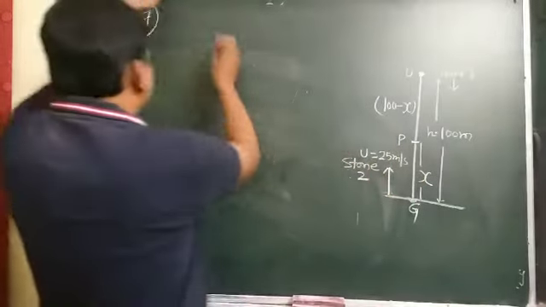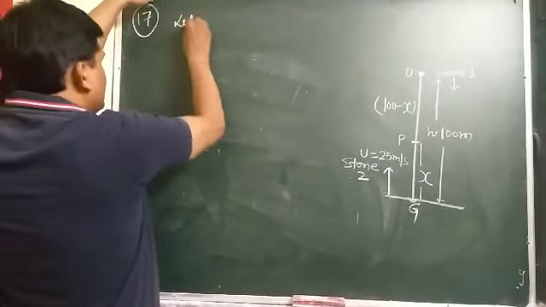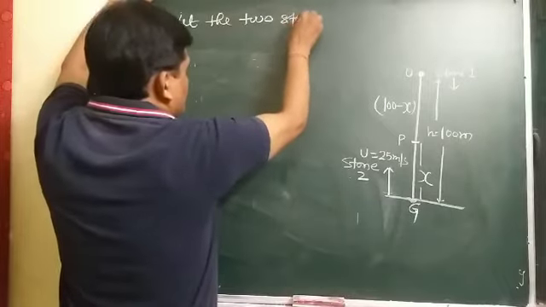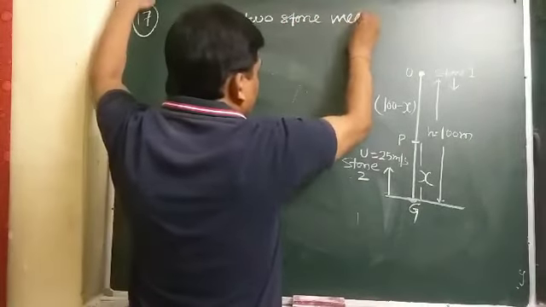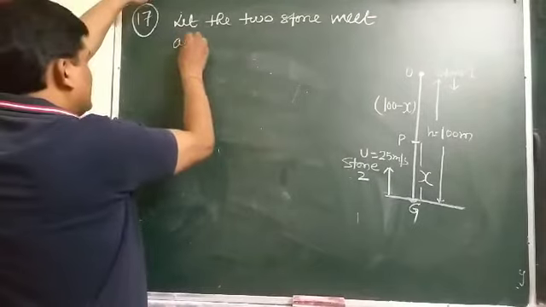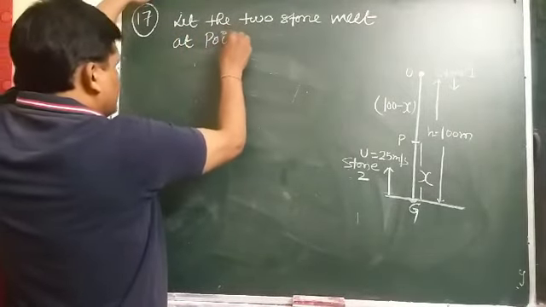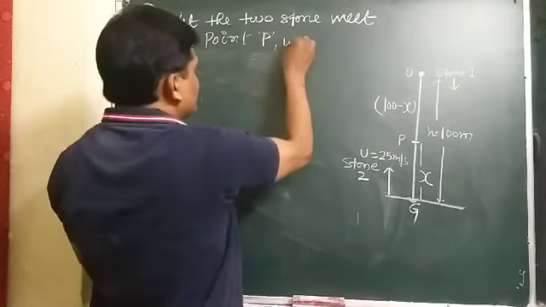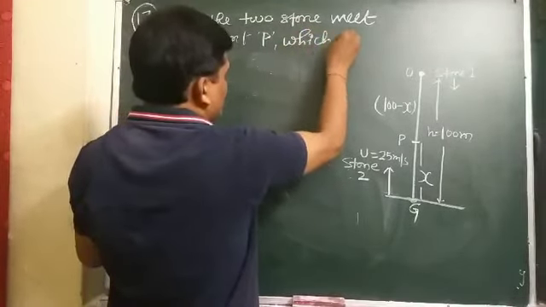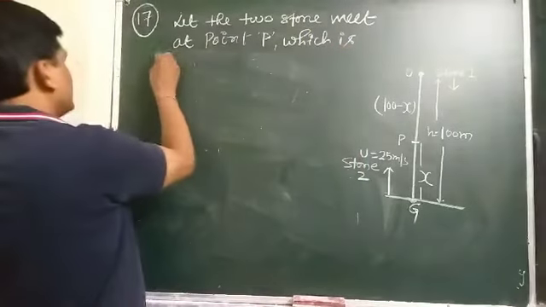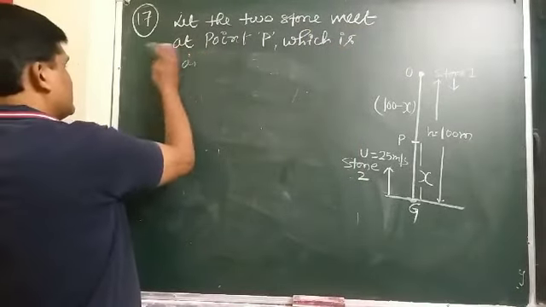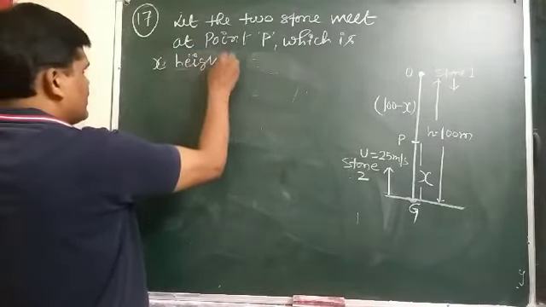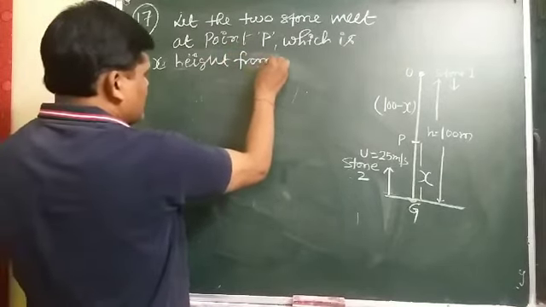So let the two stones meet at point P, which is x distance, which is x height from the ground.